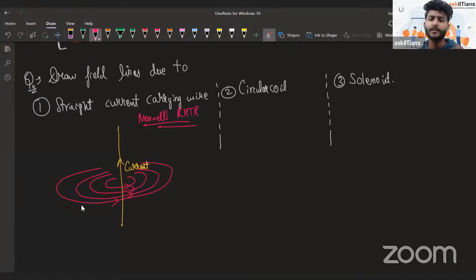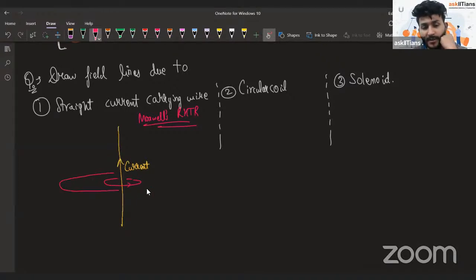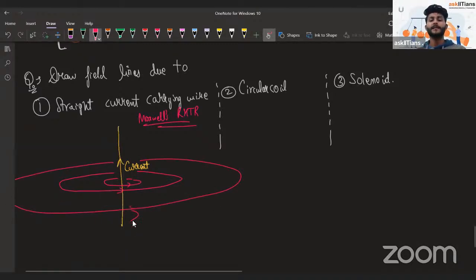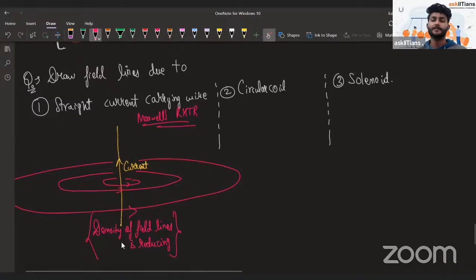Something else is wrong. Think about the density of field lines. Shouldn't the magnetic field get weaker as we go farther? So shouldn't the magnetic field lines get more and more separated? Like this. Density of field lines is reducing outwards. That means the magnetic field is becoming weaker as we go farther.